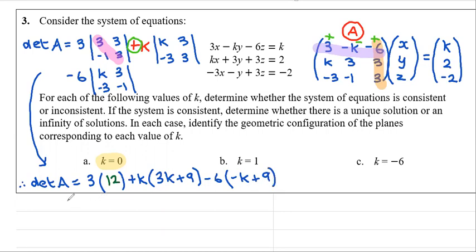All right, so we're going to tidy up this algebra. We've got 3 times 12, which is 36. Expand the bracket, plus 3k squared, plus 9k. And then we've got a double negative there, so that's going to be plus 6k, subtract 6 times 9, which is 54. So we've got a quadratic.